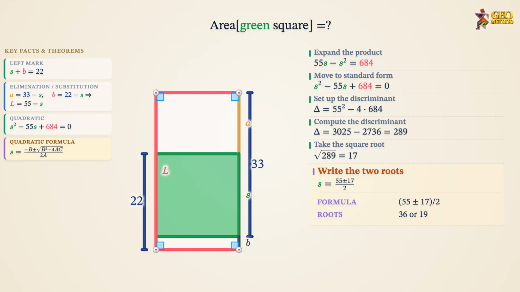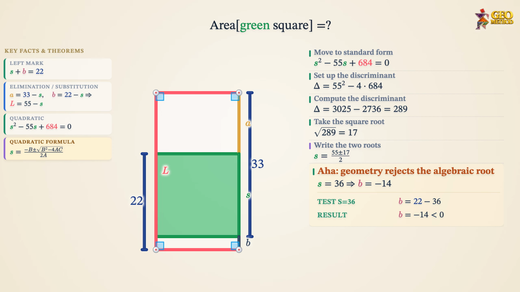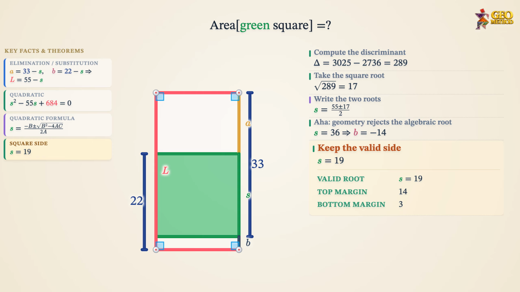The quadratic formula gives S equal to 55 plus or minus 17 all over 2. That produces two candidates, 36 and 19. Aha! The quadratic offers 36, but the diagram vetoes it immediately. The bottom margin would be negative 14. Geometry selects the valid root before any final area calculation. So the side must be 19. That leaves a top margin of 14 and a bottom margin of 3, both positive, so the figure holds together.